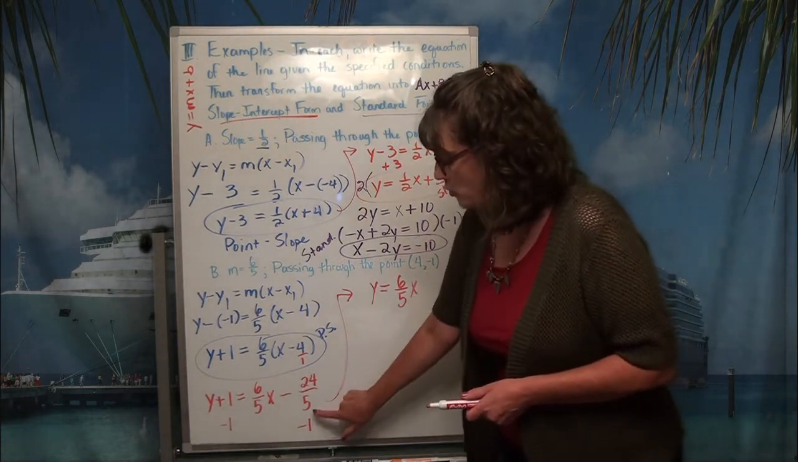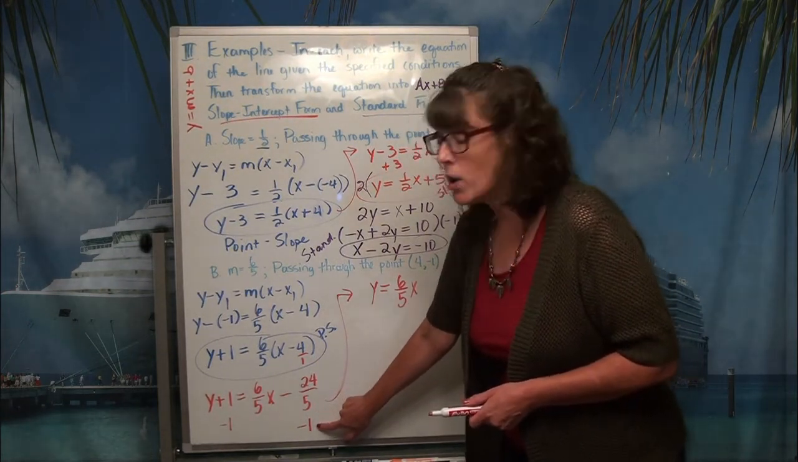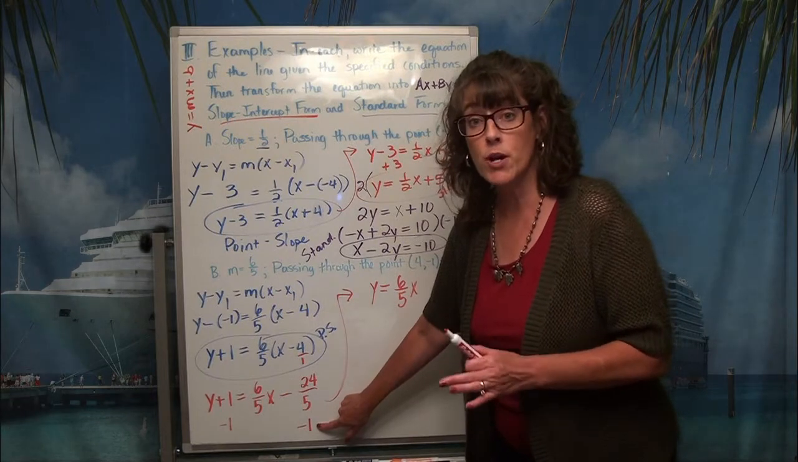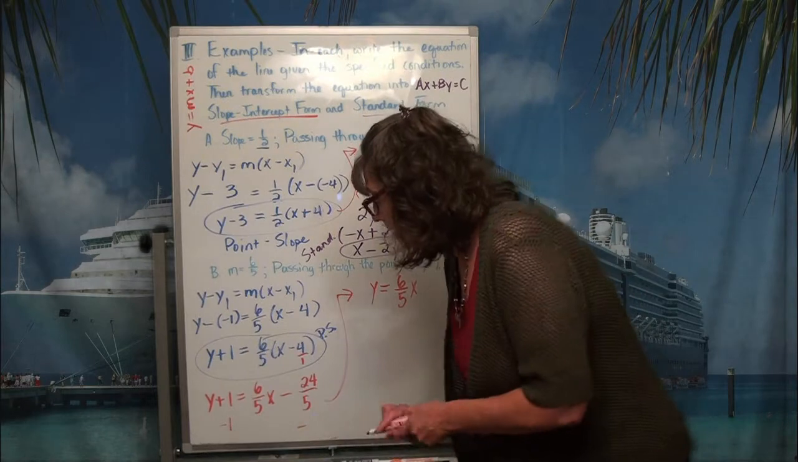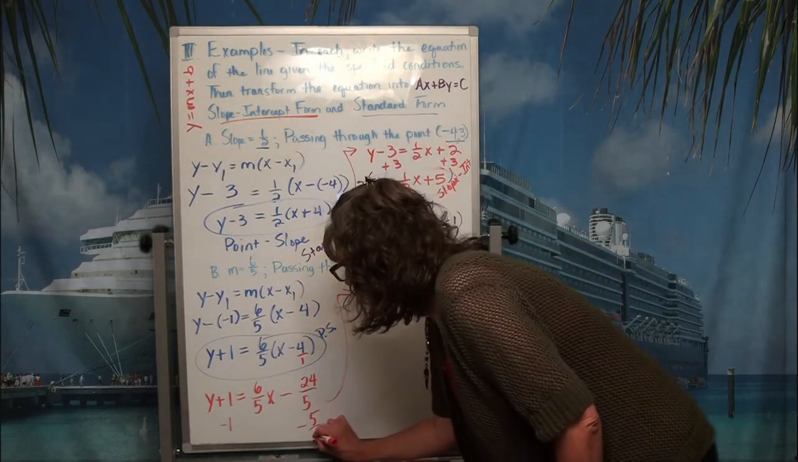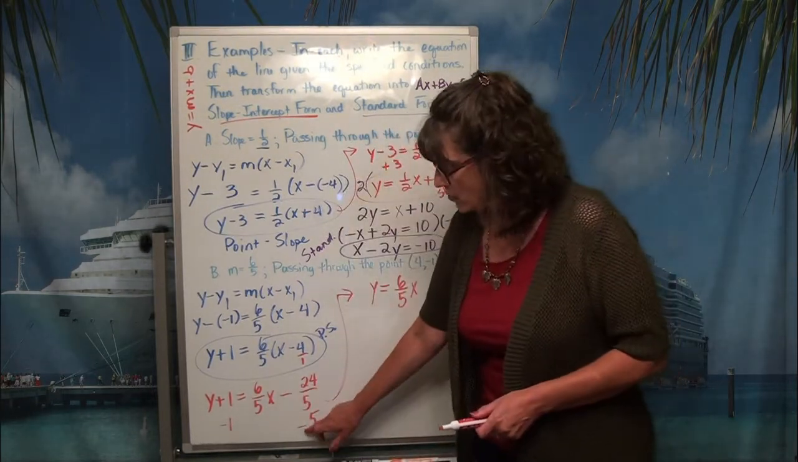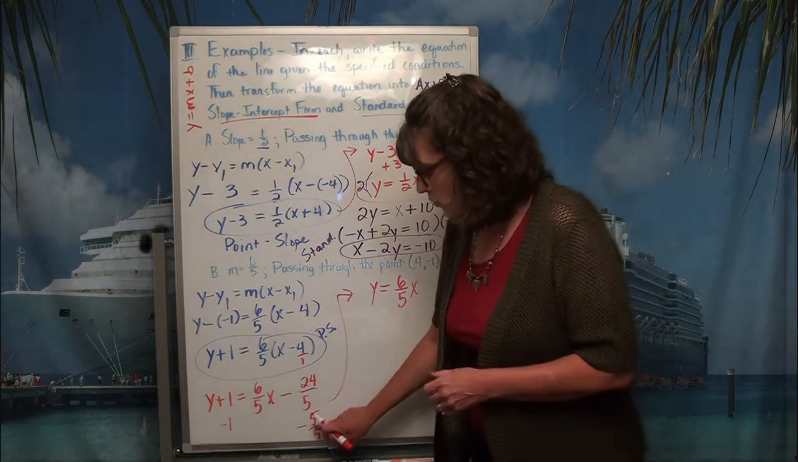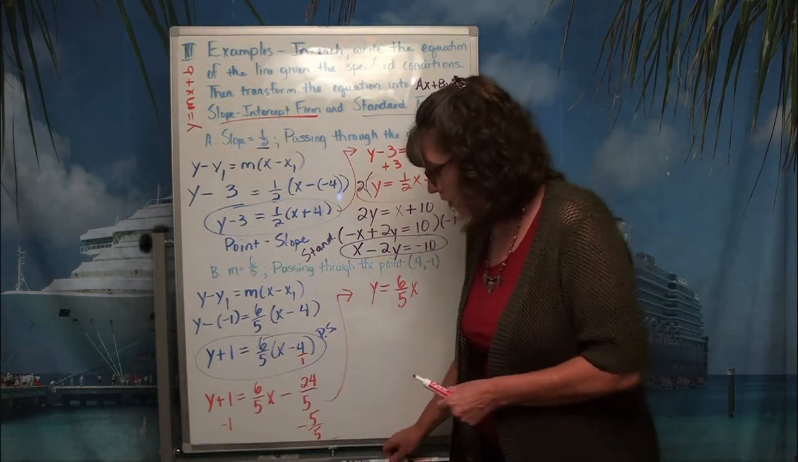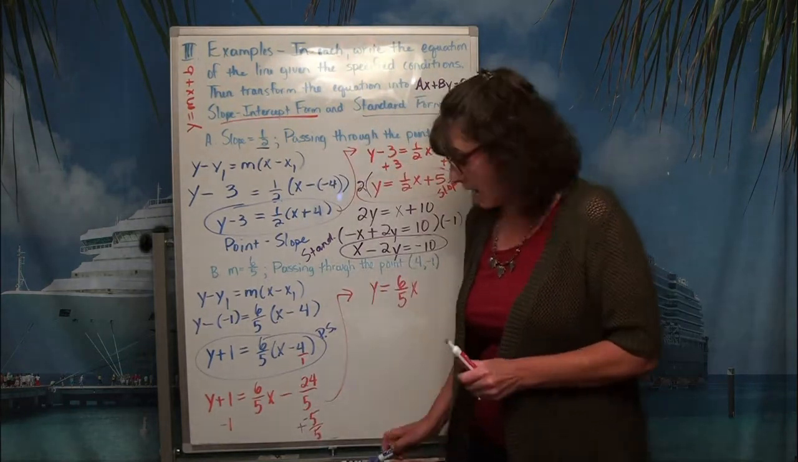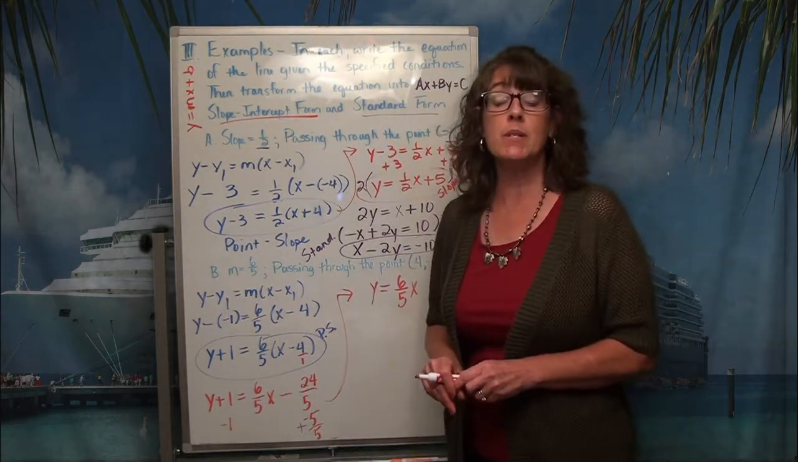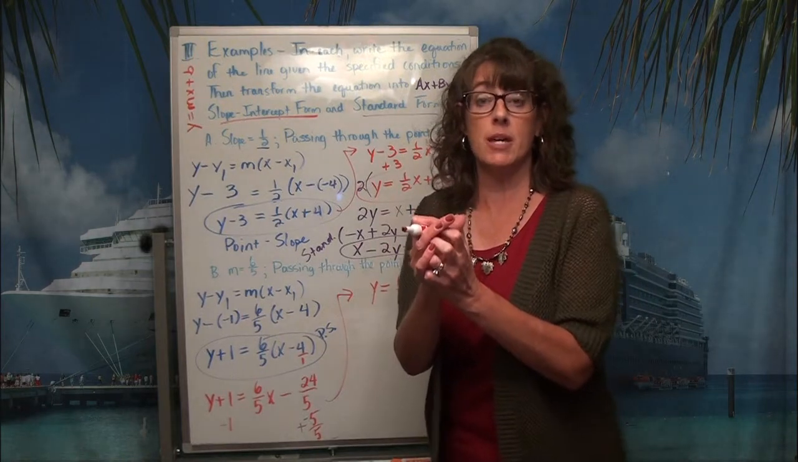Now, a negative 24 over 5 minus 1. When you add and subtract fractions, you need a common denominator. It's going to be 5. So a 1 is a 5 over 5. And notice that the signs are the same. If you need to, when you're subtracting the 5 over 5, you can look at it as adding a negative 5 over 5. You have same signs. When you have same signs, you combine the digits and keep the sign.